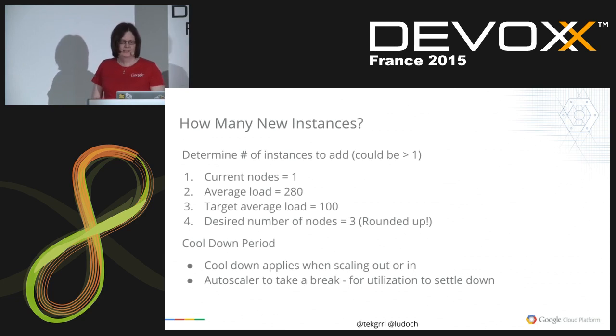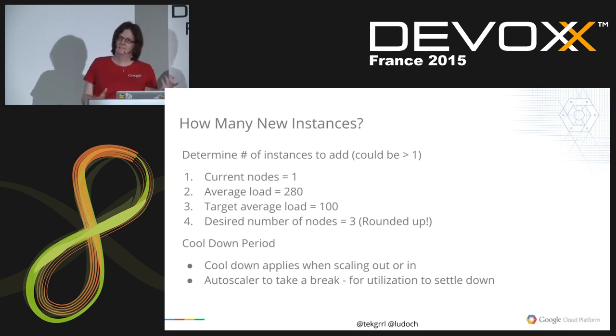How many instances do we need? If we're going to be scaling up, how many instances do we need? Say we start with 1. We have an average load of 280. Our target load is 100. That means we're going to need 3 machines. We're already over our target load of 100. So we need to bump that up to 3, and that will cover the 280 that we have currently.